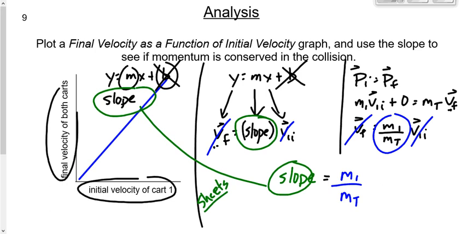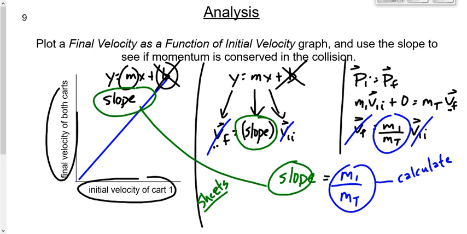We know the value of M1 over mass total, or at least we can find it by calculating it. You know the masses, you just do the division. Those two numbers should be equal. The slope should be equal to M1 over MT. If they are, then we've just verified the law of conservation of momentum.